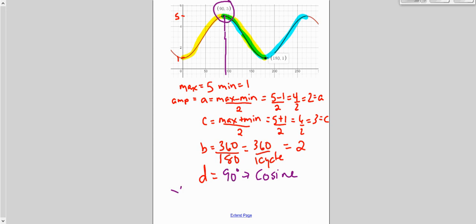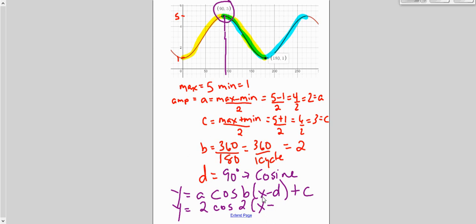All right. So now I need to put all my information into my cosine function. So y equals a, which is 2, cos b, which is my period, was 2, x minus 90 degrees, which is my phase shift, plus c, and c was 3.